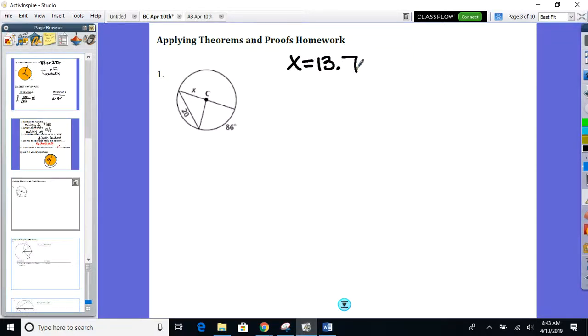How? Okay, ready? Where else can you put in 86? Oh, come on. Start using some vocab for me. Not this one. This one is 86, yep. Just your geometry knowledge, no circle knowledge. What's the relationship between those two? Supplementary, so I have 94 for that. All right? Good so far.